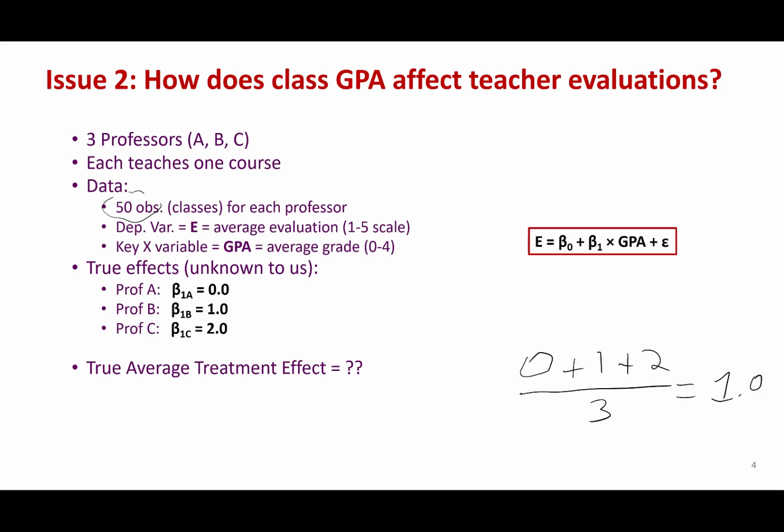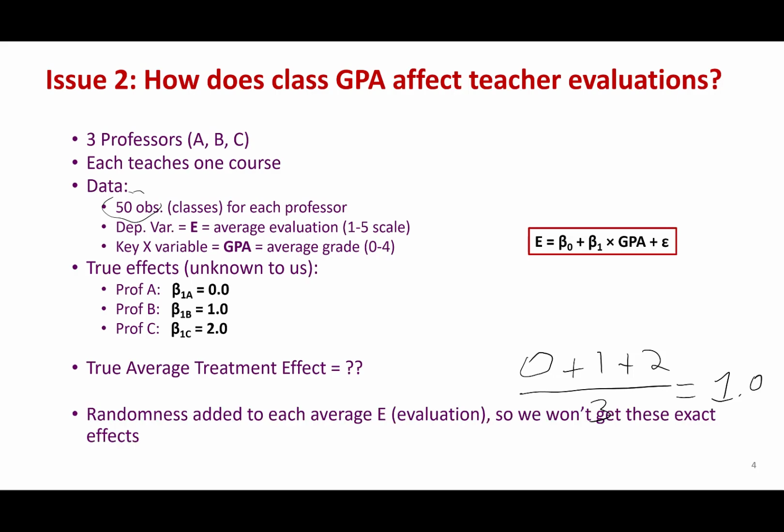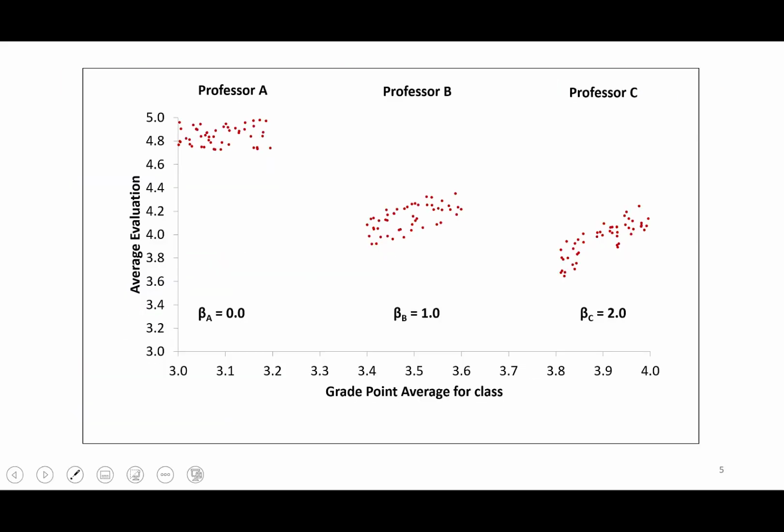That's going to be the true average treatment effect. Okay, but we're not going to get that for a couple reasons. And one of those reasons is that I added randomness to each of these average evaluations, and so that's going to prevent us from getting these exact effects. This graph shows the 150 observations, the 50 observations for each professor, and it demonstrates the randomness as well. So for Professor A, I kept all the average GPAs in the 3.0 to 3.2 range. And for Professor B, I kept all those GPAs in the 3.4 to 3.6 range, and then Professor C gives much higher grades, 3.8 and up.